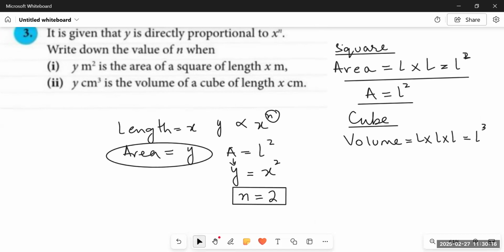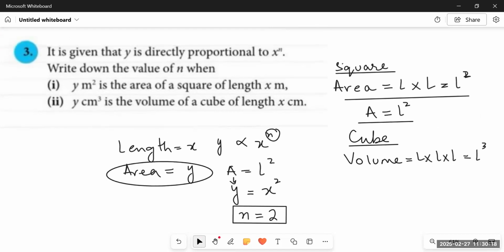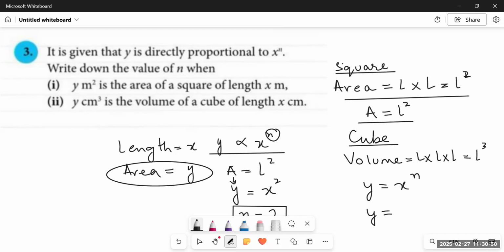So you see, what is the equation? It's written that y is directly proportional to x^n, where y is the area and x is the length. So we can build the relation over here using the formula for area, that area is equal to length square. So y is equal to x square. If y is equal to x square and y is directly proportional to x^n, it means the two equations could be kept like this: y is equal to x^n and y is equal to x square. It means this n and square are the same. So we can say that n is equal to 2.